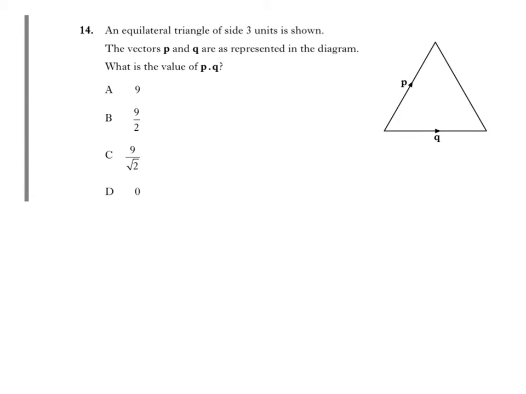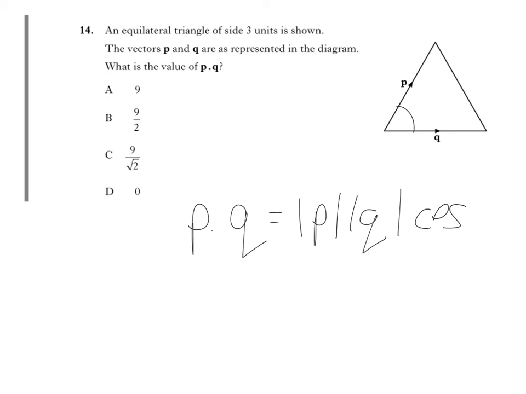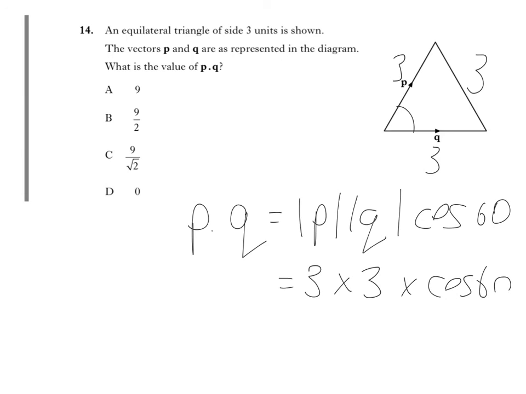Section 8, question 8. An equilateral triangle of side 3 units is shown. The vectors P and Q are represented in the diagram. What is the value of P dot Q? Well, P dot Q is equal to magnitude P times magnitude Q times cos of the angle in between. Now, since it's an equilateral triangle, that will be cos 60. It's an equilateral triangle, which also tells me that each side here is 3 units, so that's 3 times 3 times cos 60. Cos 60 is an exact value, which is 1/2. So it's 3 times 3 times a half, and that's 9/2. That's option B.